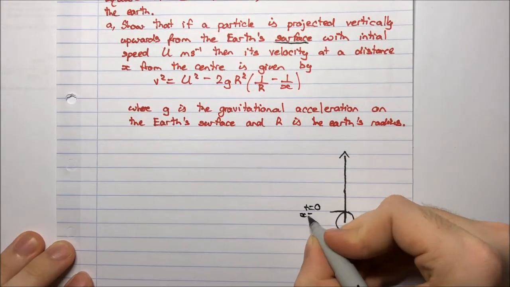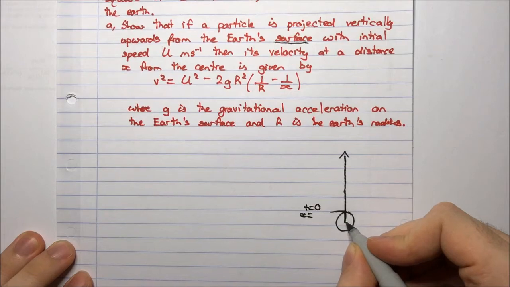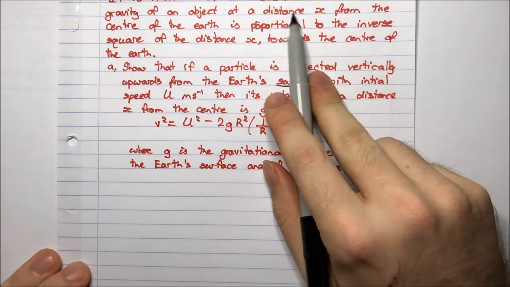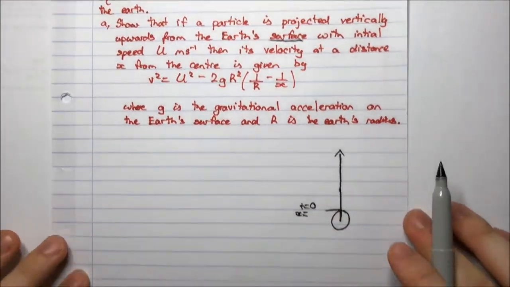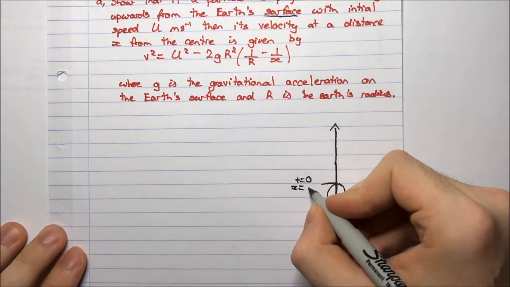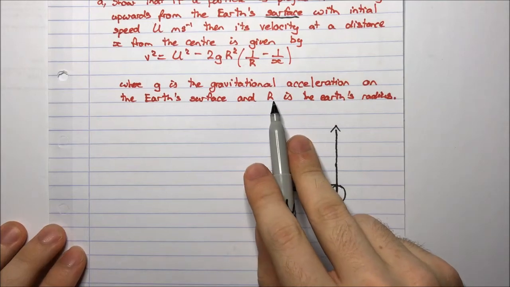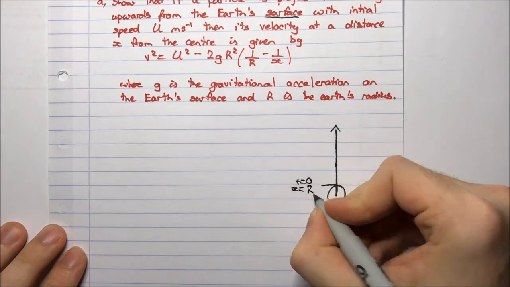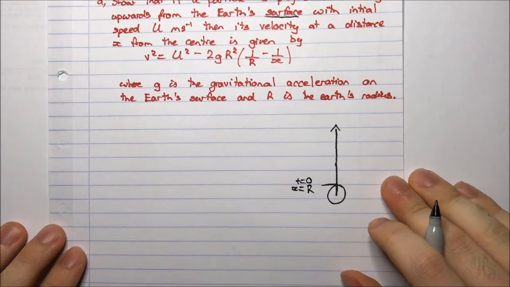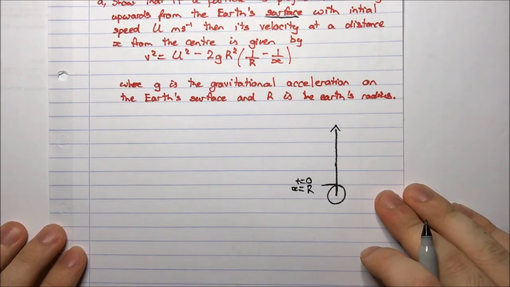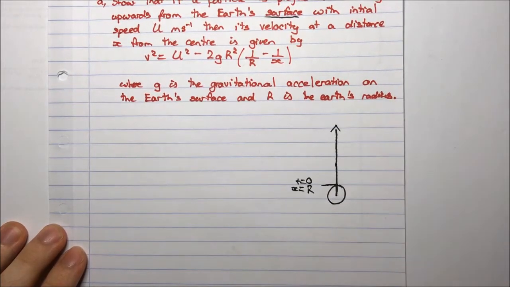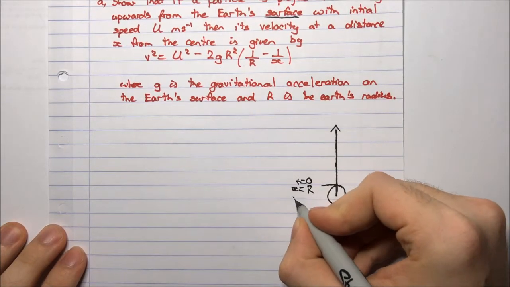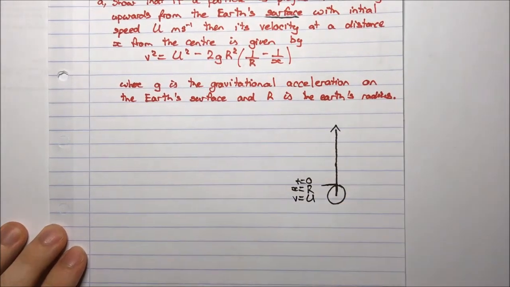Our x value, however, is not 0 because x is the distance measured from the center of the Earth, as we're told here, at a distance x from the center of the Earth. So x isn't 0, but in fact it's r, because the Earth's radius is r, and the surface is obviously at a radius or a distance of r away from the center. So x is r, our velocity is capital U, and yes, that's what we have at the moment.